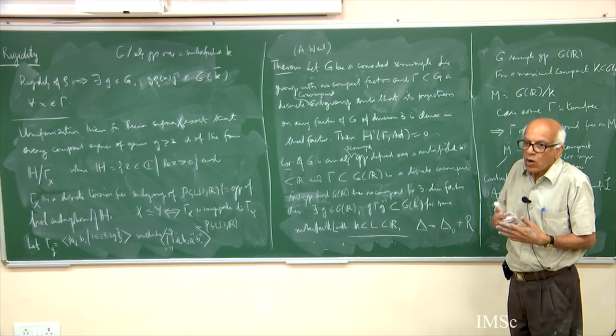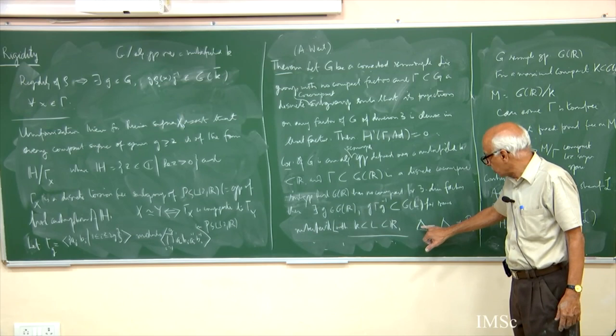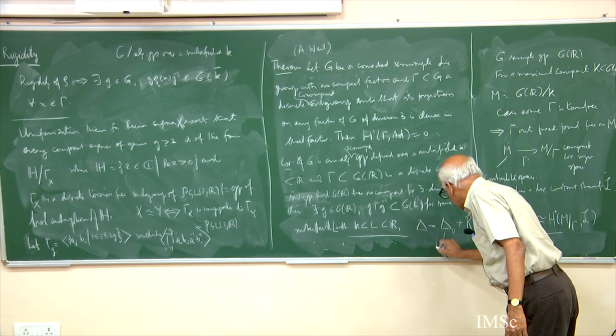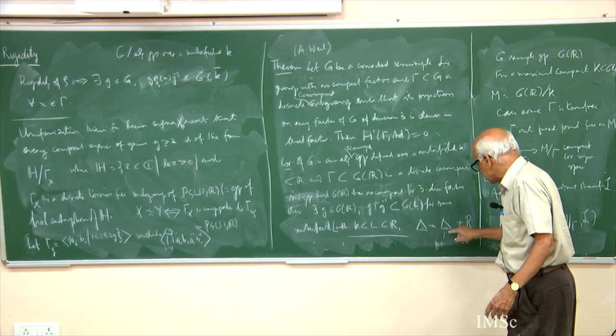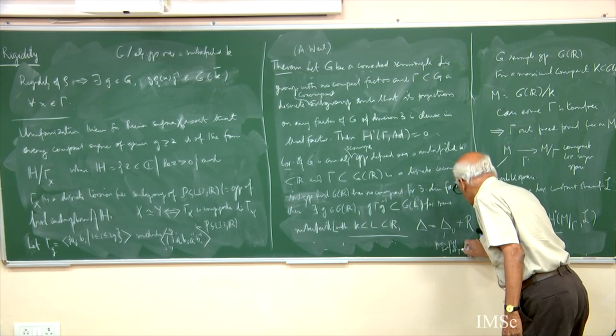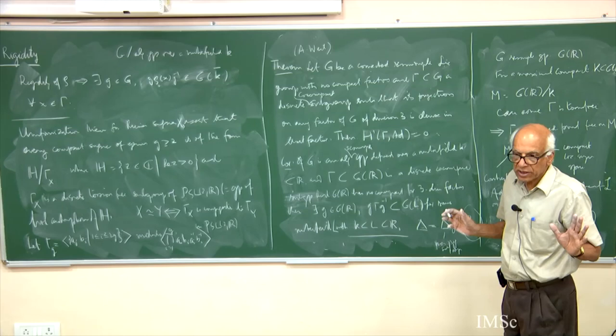These are second order operators usually, and sometimes it's possible to break up delta into delta naught plus R, where this delta naught is non-negative, self-adjoint. Delta is self-adjoint. Still, one can break it into delta naught, which is non-negative, self-adjoint, plus an operator R, which will depend on the curvature properties of the metric and so on.